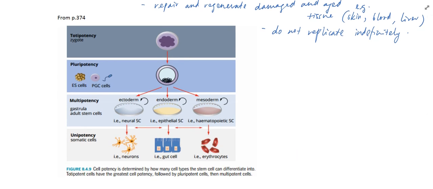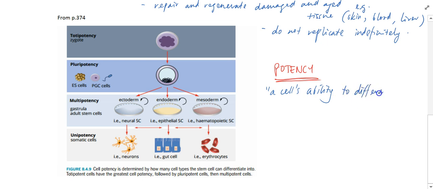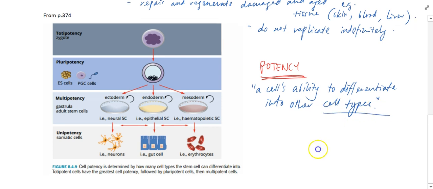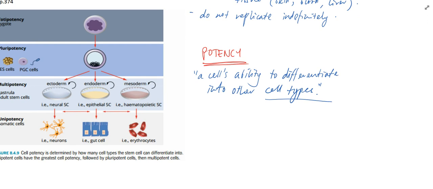All right, so now we're looking at potency over here. Potency is another aspect of stem cells that we should look at. And potency can be defined as a cell's ability to differentiate into other cell types. Okay? So a cell's ability to differentiate to other cell types.